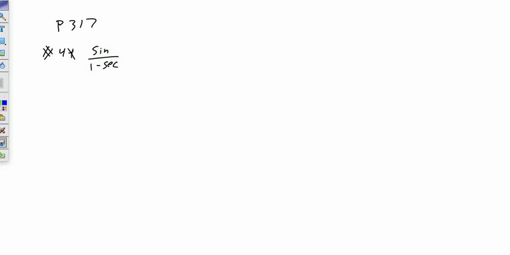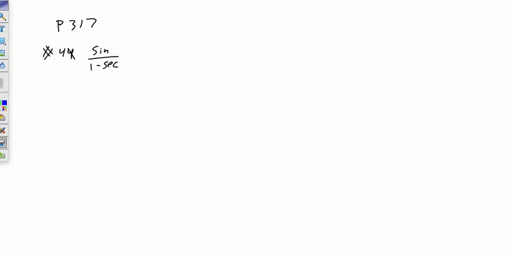Okay, so we're looking at problem number 44 from page 317 in your book. This is section 5.1. And we haven't done one like this, so I wanted to do this. So we have sine over 1 minus secant. And I'm just not putting in the x so that I don't have to write as much. So a couple of things that we can do here.